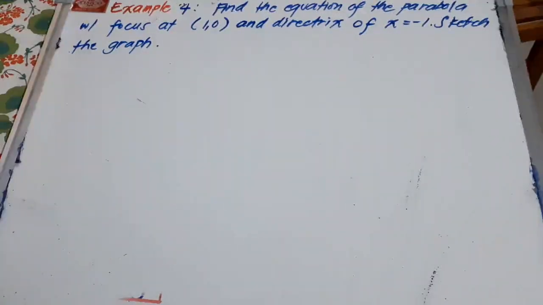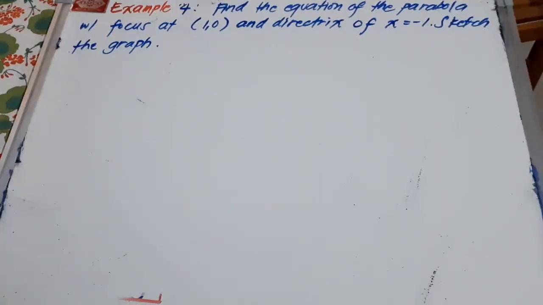So we have example number 4. It says, find the equation of the parabola with focus at 1, 0 and directrix of x equals negative 1. Sketch the graph. Again, ang pinapahanap sa atin ay equation given yung conditions. And what are those conditions? Ang condition ay focus daw located sa 1, 0 at ang equation ng directrix is x equals negative 1. So, kukunin natin dito equation of this parabola.